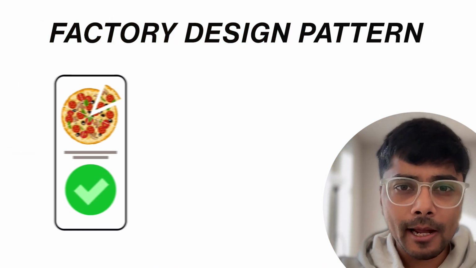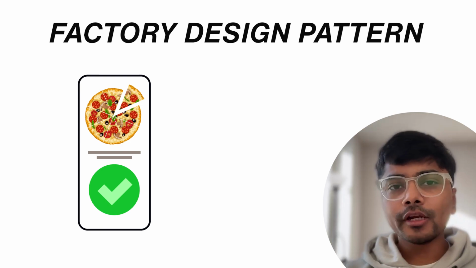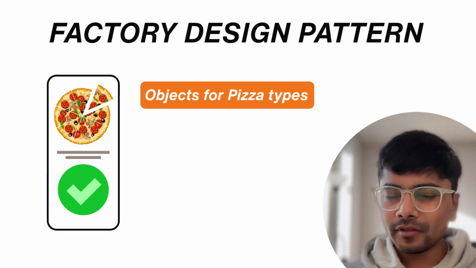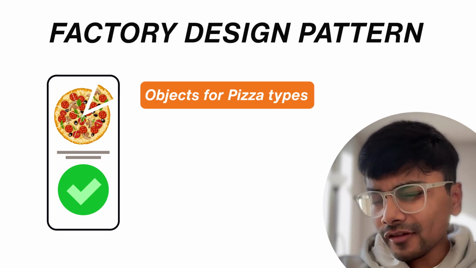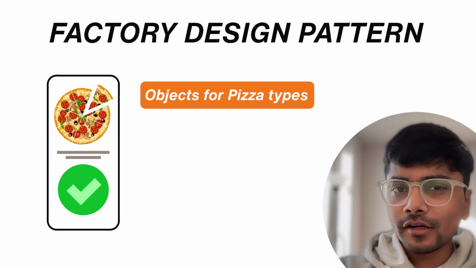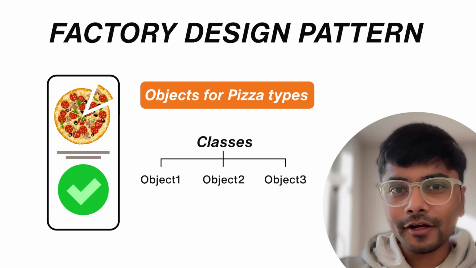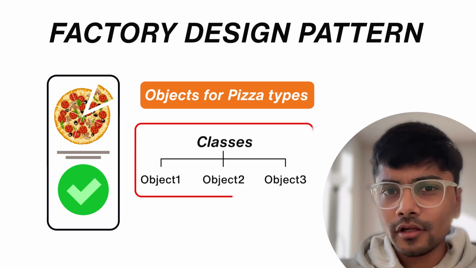Imagine you are building an app for a pizza shop. So you need to create different objects for different pizza types like veggie pizza, pepperoni pizza, and cheese pizza. At first, you might think it's simple. Just create separate classes and create different objects manually. Pretty simple, right? So let's see how that will look in code.